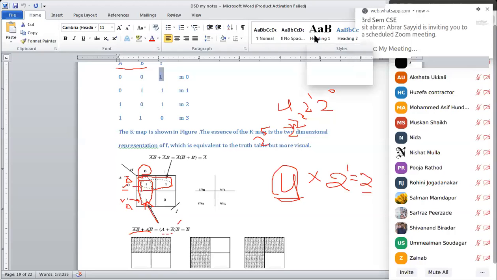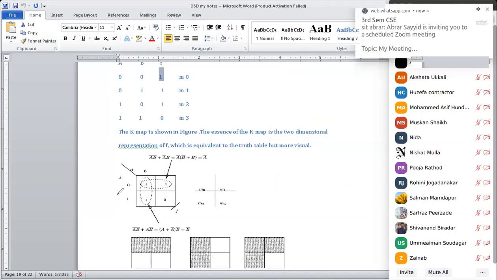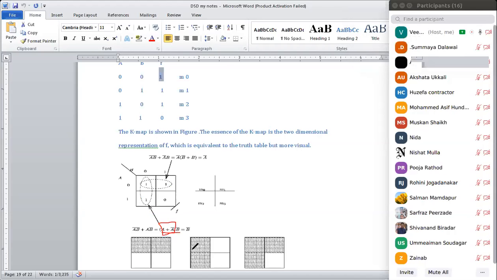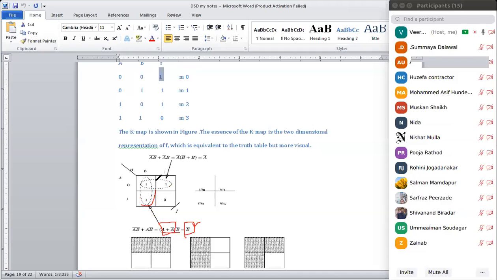Okay. So due to this A plus A bar, what is this condition? A plus A bar is going to be 1. Okay. So A plus A bar is 1. 1 into B bar, what I am going to get is only B bar. So from this group I am getting only B bar.